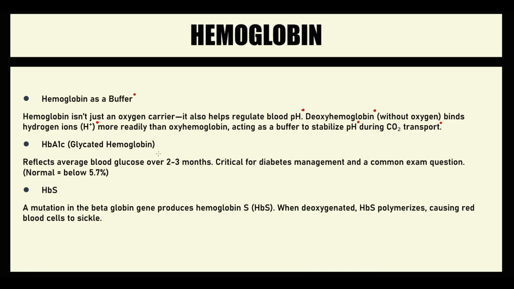Also, we have to know that we have glycated hemoglobin. Glycated hemoglobin we widely use to monitor average blood glucose level over the last 2 to 3 months. If glycated hemoglobin is below 5.7, everything is fine. But if it's above 5.7, then we should suspect diabetes. And some people have hemoglobin S, which is a characteristic hemoglobin for people with sickle cell disease.